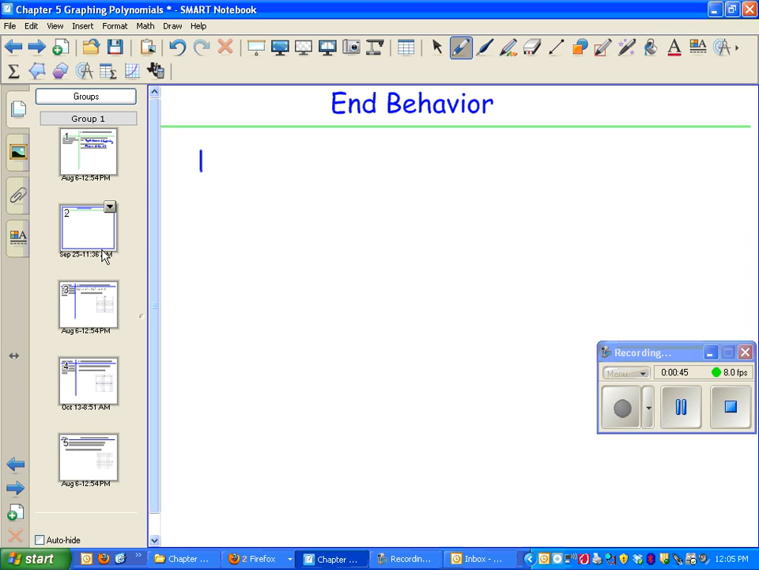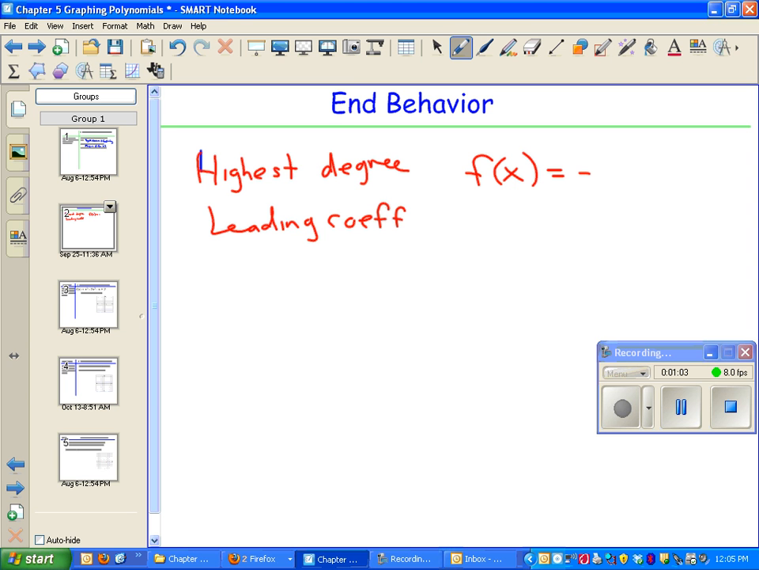What it comes down to is the largest degree or highest degree that you would see and the leading coefficient. So for example, if f of x was equal to negative 10x cubed minus 50x squared plus 49, the highest degree would be 3. So the highest degree is 3, and that is odd. So your options are odd or even for your degree.